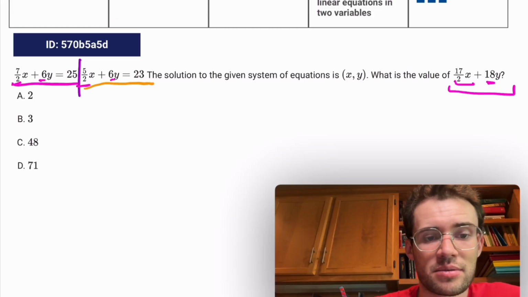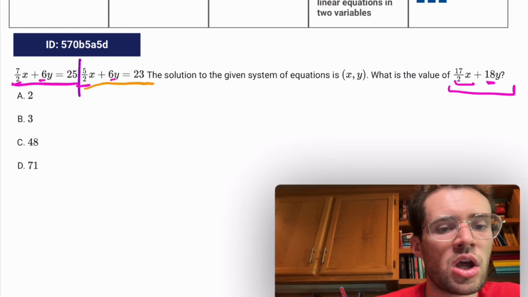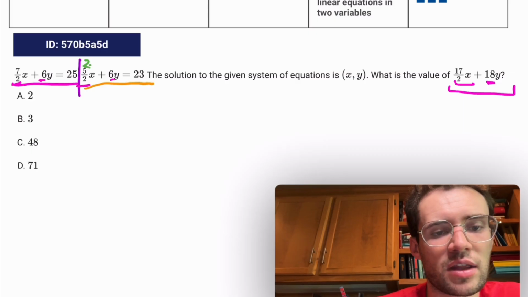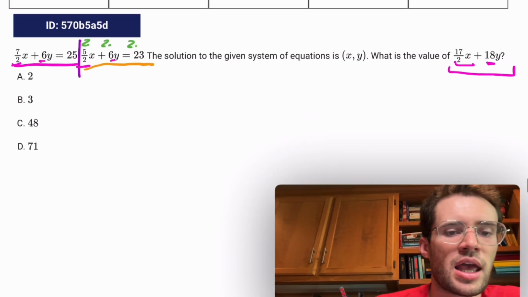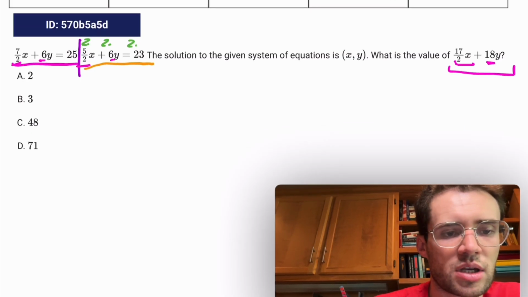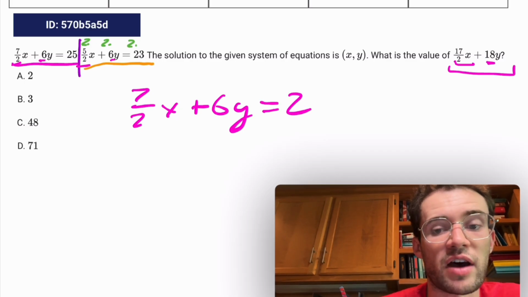And then, again, doubling is what we want to do for the y's as well, and could be for either equation. So I'm going to double the right equation, the second equation, and you have to double the left and the right side of the equation, every term, which means that our first equation we'll keep as 7/2 x plus 6y equals 25.